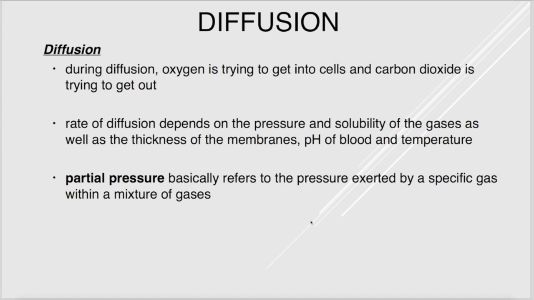With diffusion, oxygen is trying to get into the cells. That's the goal: get oxygen into the cells so the cells can use that oxygen to make energy. And then carbon dioxide is trying to get from the cells into the blood. The rate of diffusion of these gases depends on their partial pressure, which is basically the pressure exerted by a specific gas in a mixture of gases. It depends on how soluble they are. We know that oxygen is not very soluble in water, and CO2 is more soluble in water. It also depends on the thickness of the membranes these gases are traveling through, the pH of blood, as well as temperature.